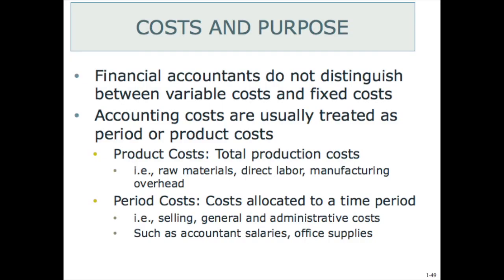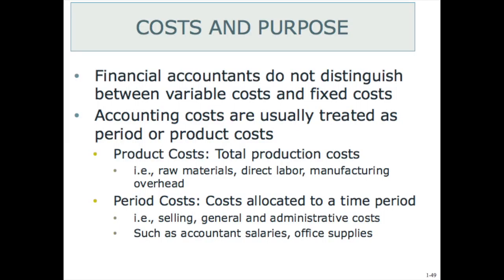In addition to that, the costs and purpose are important. So financial accounts do not distinguish between variable costs and fixed costs. Remember managerial accounting, we talked a lot about variable costs versus fixed costs. Contribution margin was a huge part of managerial accounting. That is not in financial accounting. We're not talking about contribution margin. We don't discern the two. Accounting usually treats costs as period costs or product costs.